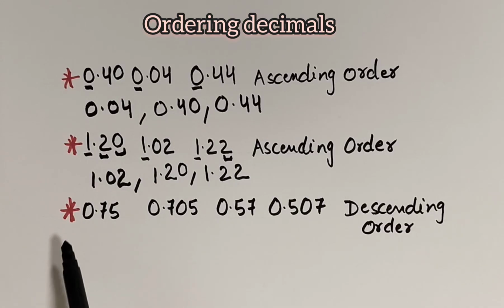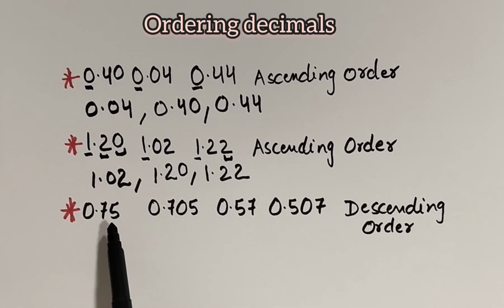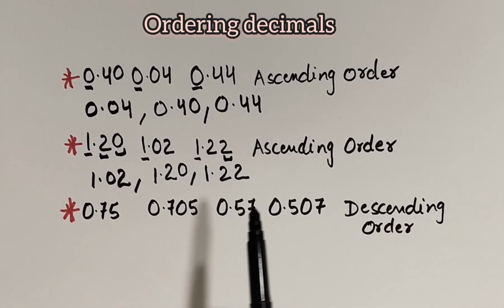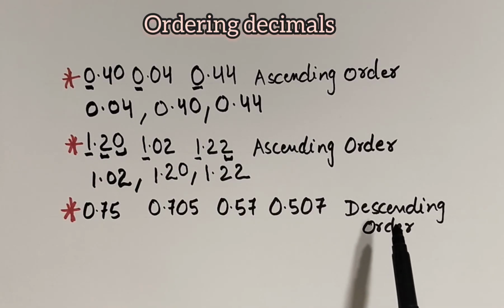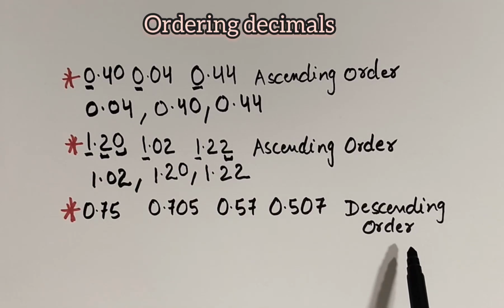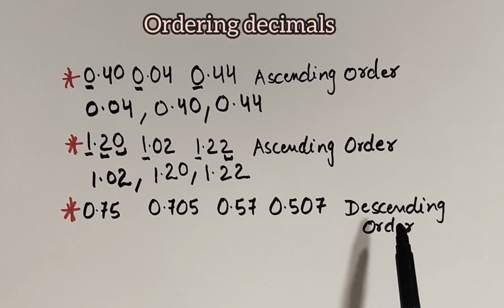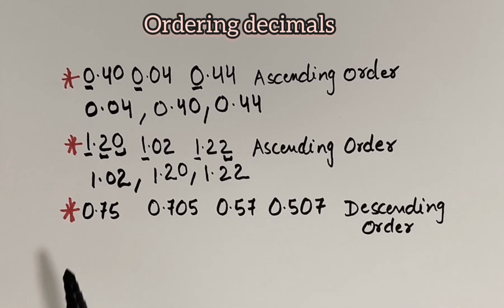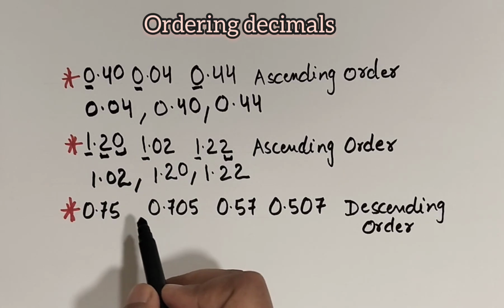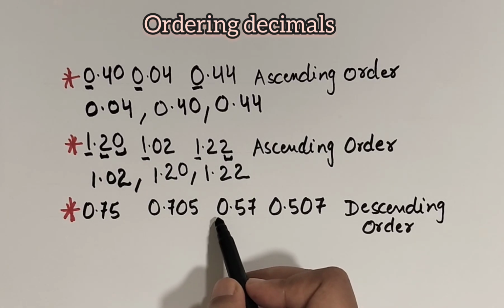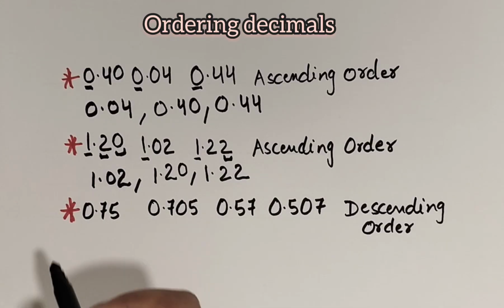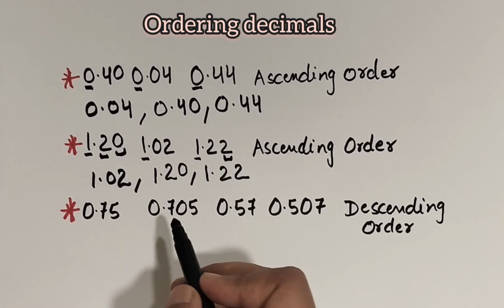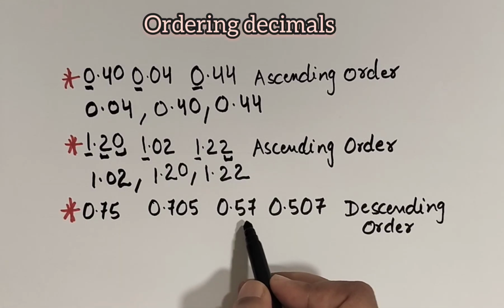Now let's see the third question. 0.75, 0.705, 0.57 and 0.507, and we need to do it in descending order. Let's compare now. In the first number we have 0 here, 0 again, 0 and 0, so they are equal. Let's compare the second number. Here we have 7, 7, 5 and 5.